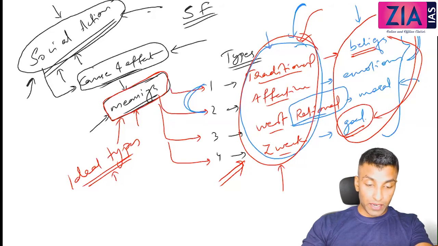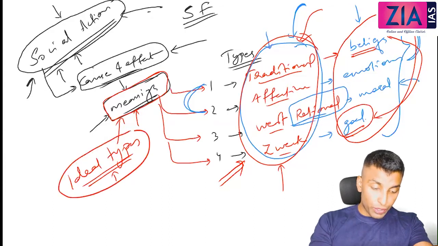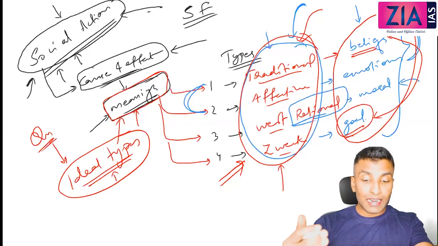That's what we have understood yesterday. I hope this is very clear for all of you. Ideal type in itself can be a separate question. Now we are going to discuss in detail about this. Don't worry, I'll give you the content, exactly what you need to write.